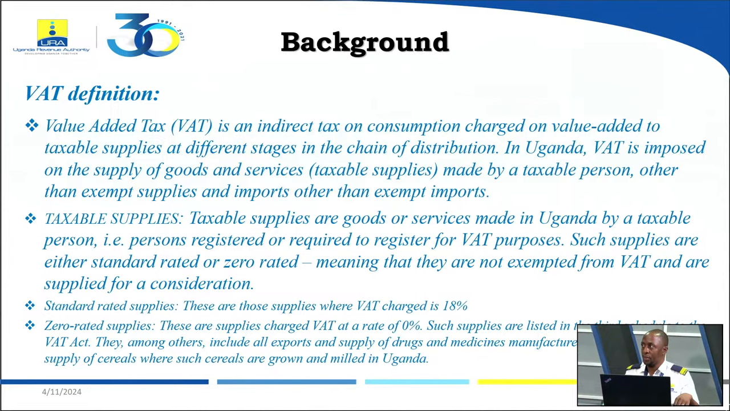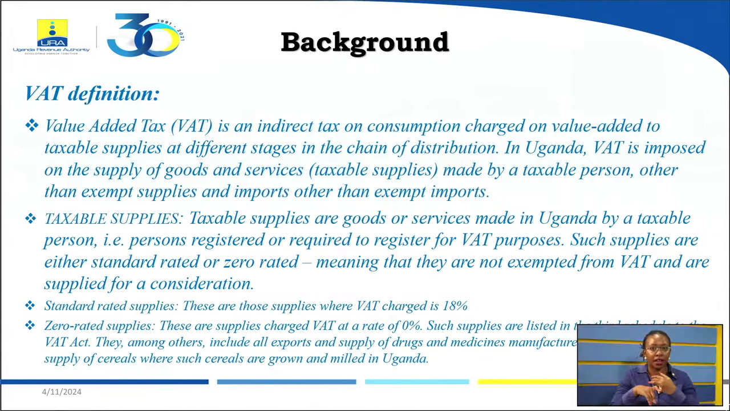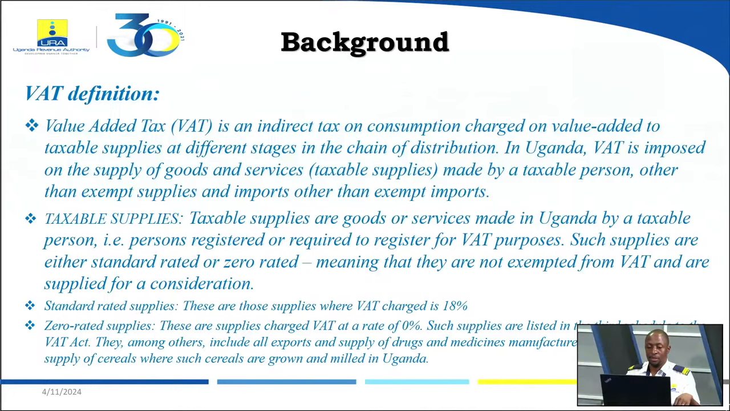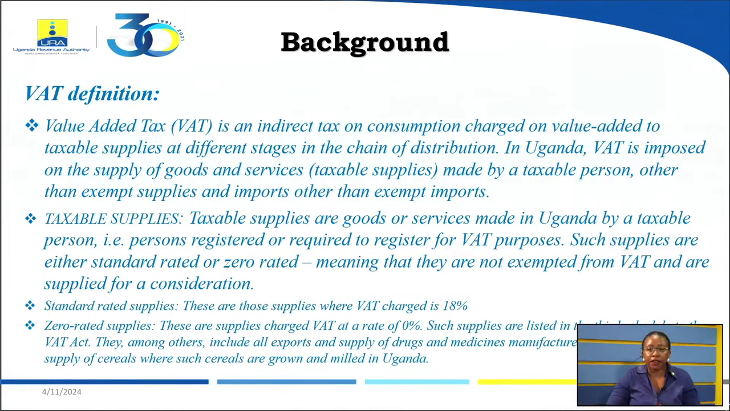charged on them. Okay. So in summary, we have standard rated, which is 18%. Then we have zero rated, which is at 0%, and then exempt, which is also still kind of like 0% because there's no tax on it. Okay. I think that makes sense. So I think that clarifies where people have been saying that VAT is charged on every single item. That's true. So how can someone find out what is supposed to be charged VAT and what isn't supposed to be charged VAT? Okay. Thank you, Josephine.